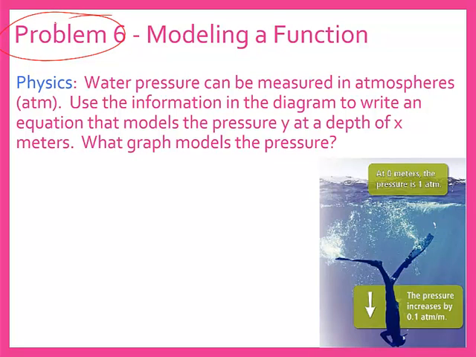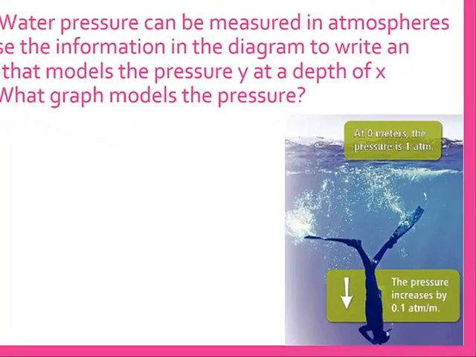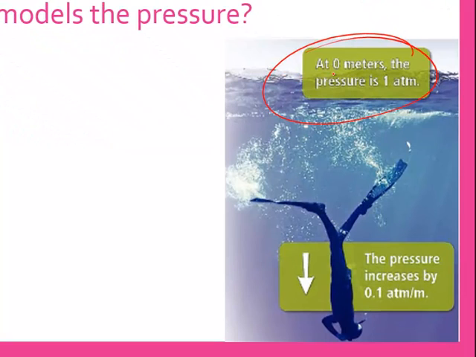Physics. Water pressure can be measured in atmospheres. Use the information in the diagram to write an equation that models the pressure y at a depth of x meters. What graph models the pressure? At 0 meters, it says right here, the pressure is 1 atmosphere. So I'm assuming that we need to make a table.